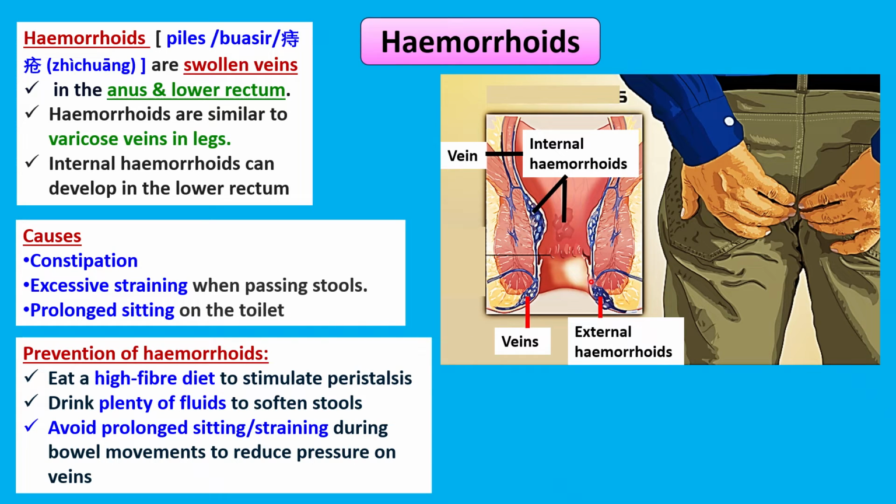hemorrhoids. So prevention of hemorrhoids is, of course, to prevent constipation, first of all, by eating a high fiber diet to stimulate peristalsis and prevent constipation, so that the stools are always soft and easy to pass out. Drink plenty of fluids like water to soften the stools. And avoid prolonged sitting or straining during bowel movements in the toilet to reduce pressure on the veins.